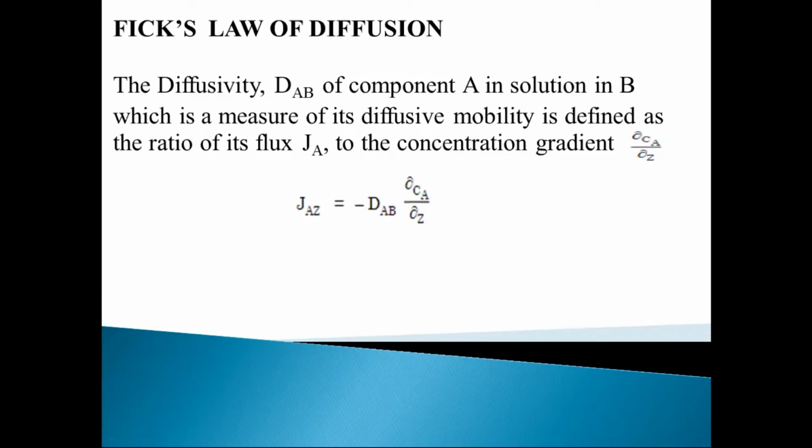Next, dCA by dZ. According to the definition, this is the concentration gradient of component A in the Z direction. And the unit for this is kilomole per meter cube per meter. So this is all about Fick's law of diffusion.